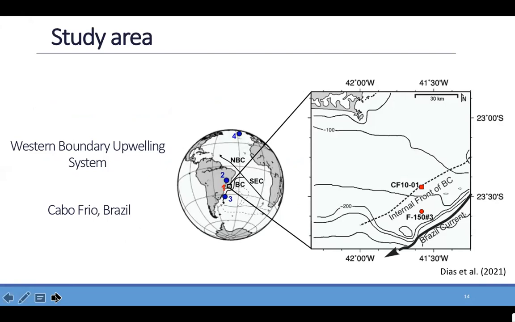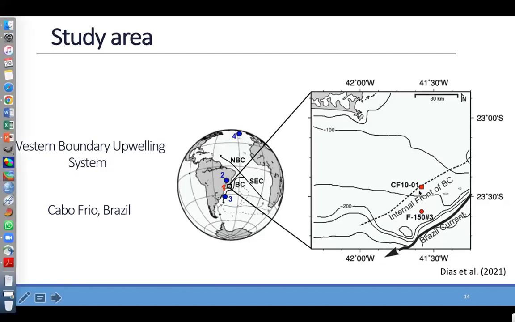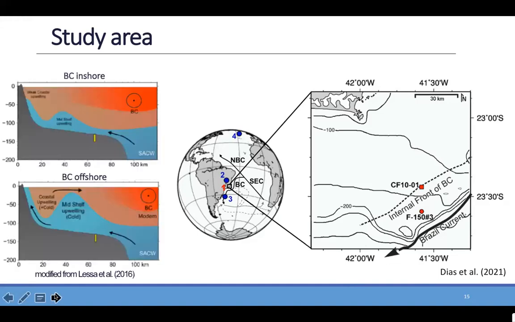To answer these questions, we are studying a sediment core and a sediment trap from a western boundary upwelling system in the Brazilian margin, in Cabo Frio, quite close to Rio de Janeiro. So we are looking at a sediment core and a sediment trap that are under the influence of the Brazil Current dynamics. This is a shallow area, with 128 meters depth. The Brazil Current transports very warm and oligotrophic waters to that site. And at the bottom, we have the South Atlantic Central Water, a water mass that has more nutrients and lower temperature.